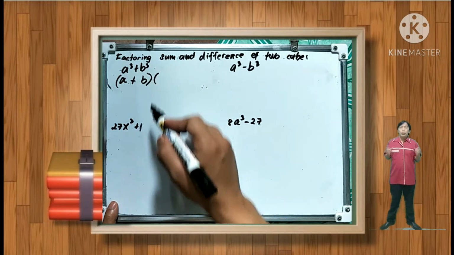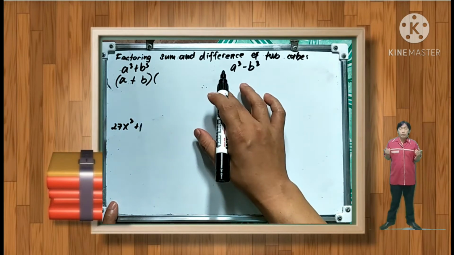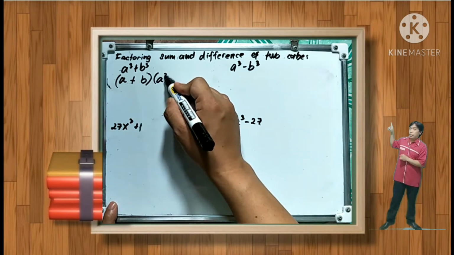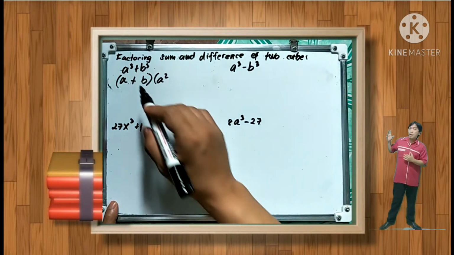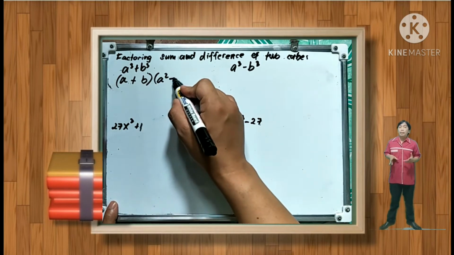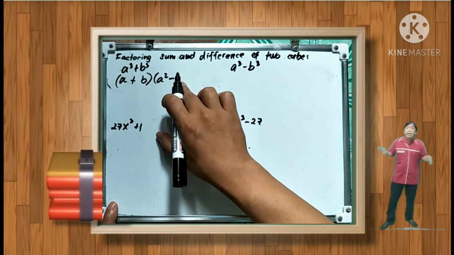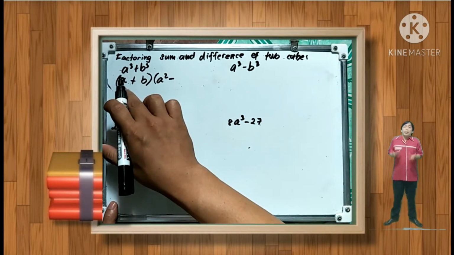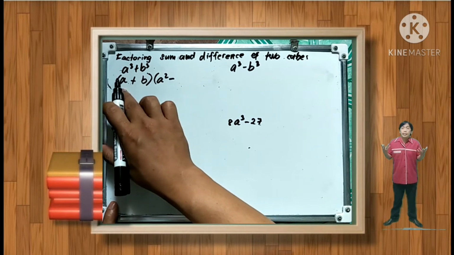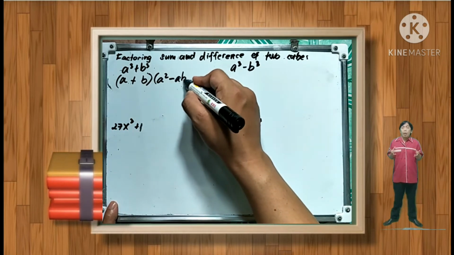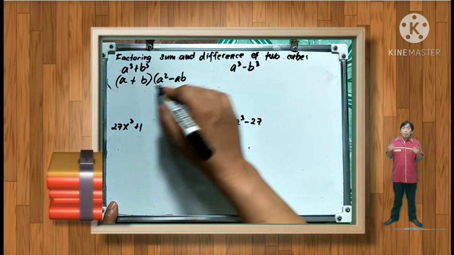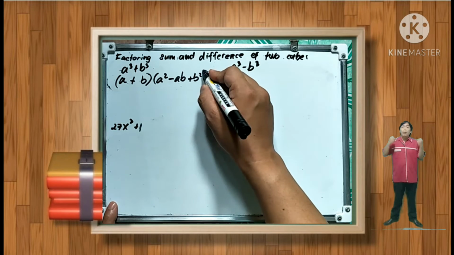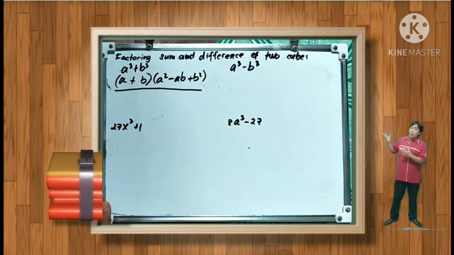Then our second factor is a trinomial. Now how do we get the trinomial? We just square the first term, which is a squared. Then, if this is plus, the sign of the middle term of the trinomial on the right is negative, always negative, alternate. Then we multiply the first and the second, a times b, that is ab. Then we square the second term, b squared, which is positive. So these are now the factors.